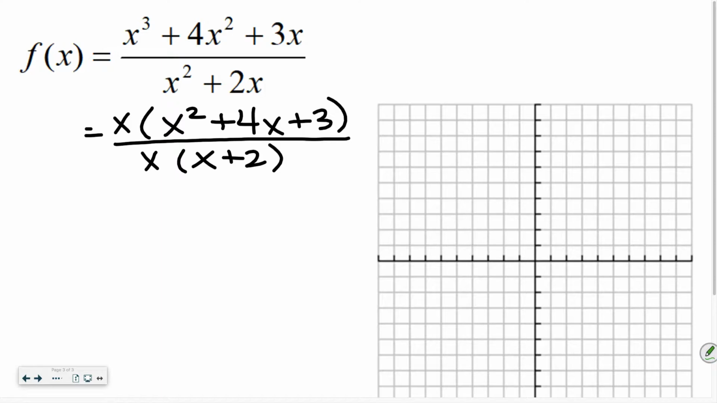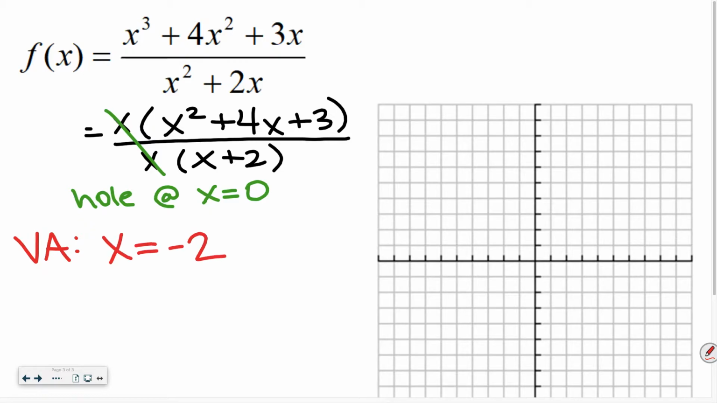Guy, this was your suggestion. Tell us what's happening because we canceled those out. There is a hole at x equals 0. So we would need to graph that when we would actually graph it. Our vertical asymptote. Andrew, where would our vertical asymptote be? Okay, x equals -2.